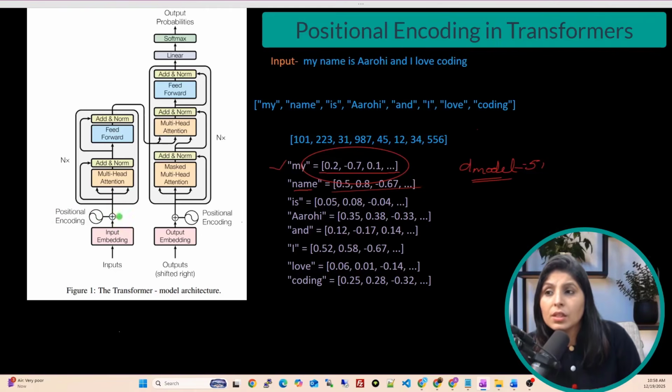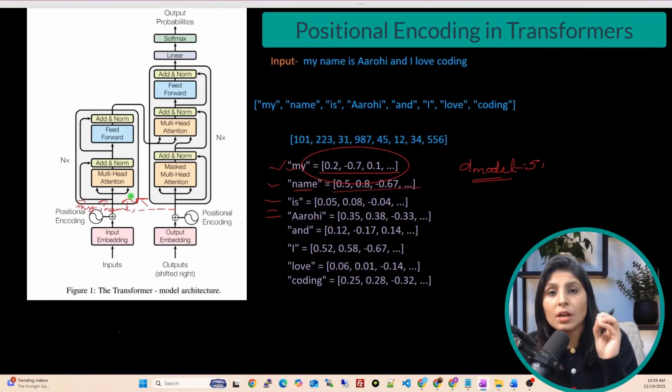Why are we using this positional encoding? Let's understand. From here, when the embedding vector of "my", the embedding vector of "name", and the embedding vectors of all the other tokens go to the transformer, all these tokens will go to the transformer at the same time.